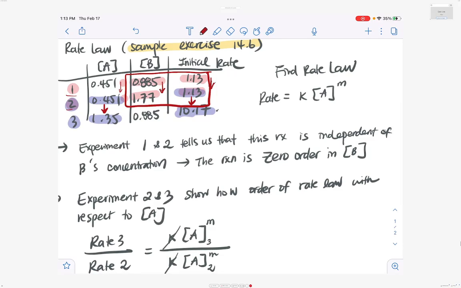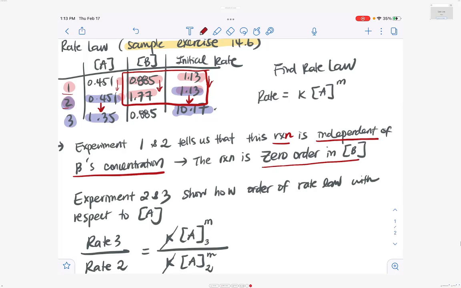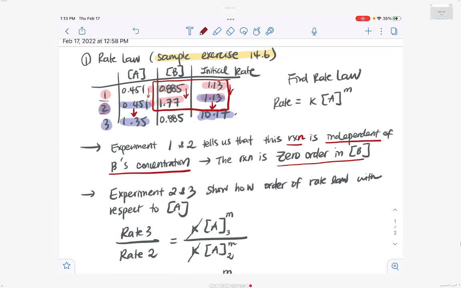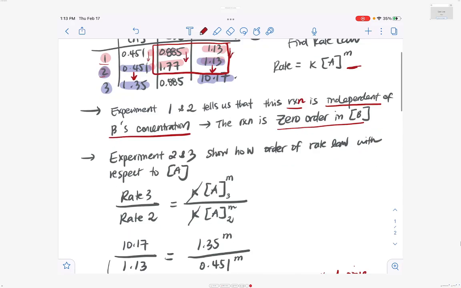So this tells us that the reaction is independent of B's concentration. We can say that the reaction is zero order in B. So the B does not participate in the overall rate equation. Okay? Okay, thank you.